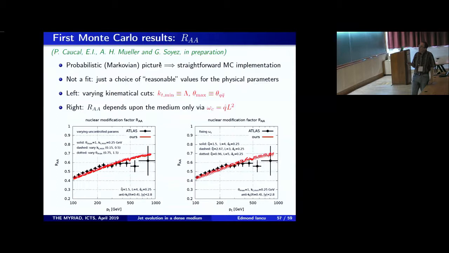Since everything is Markovian, we can write a Monte Carlo, which includes everything now, both vacuum-like and medium-induced, and all these constraints in the phase space. It's pretty straightforward. And here I show the prediction for Monte Carlo with red lines superimposed over the ATLAS data for RAA. And we see we still have some increase at high pT, which is exceeding the data a bit, although it is consistent with the error bars.